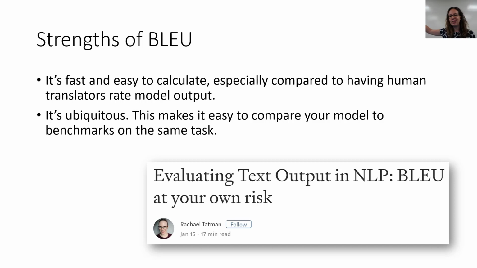So later in the post, Rachel highlights the strengths of Blue: it's fast and easy to calculate, particularly compared to having human translators. That has historically been a technique and is an ongoing technique: you can always get people and pay them to label your sentences, finding bilingual speakers who can say this is a good translation or it's not. And Blue is also very commonly used, so it makes it easy to compare to benchmarks. So those are two important strengths.